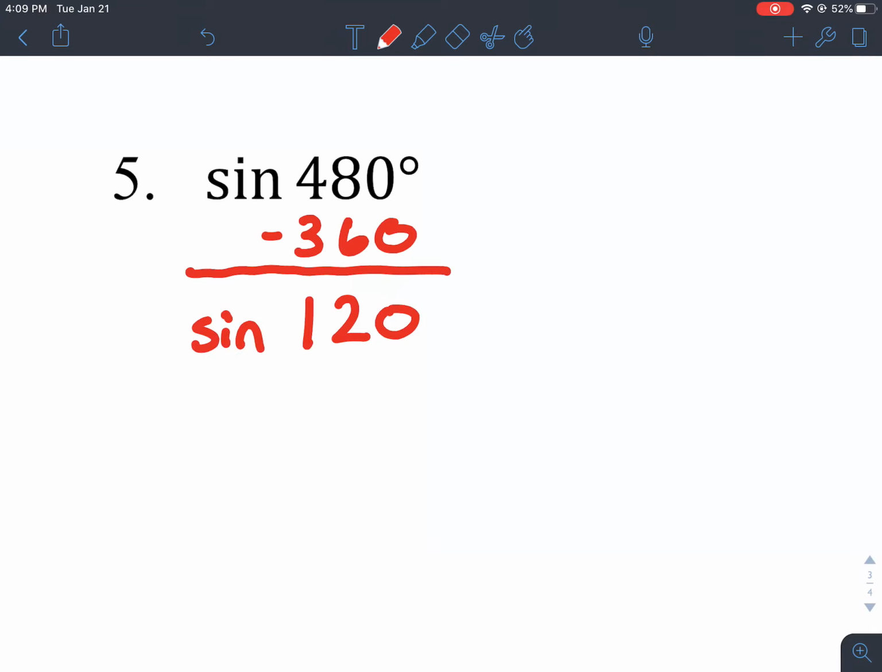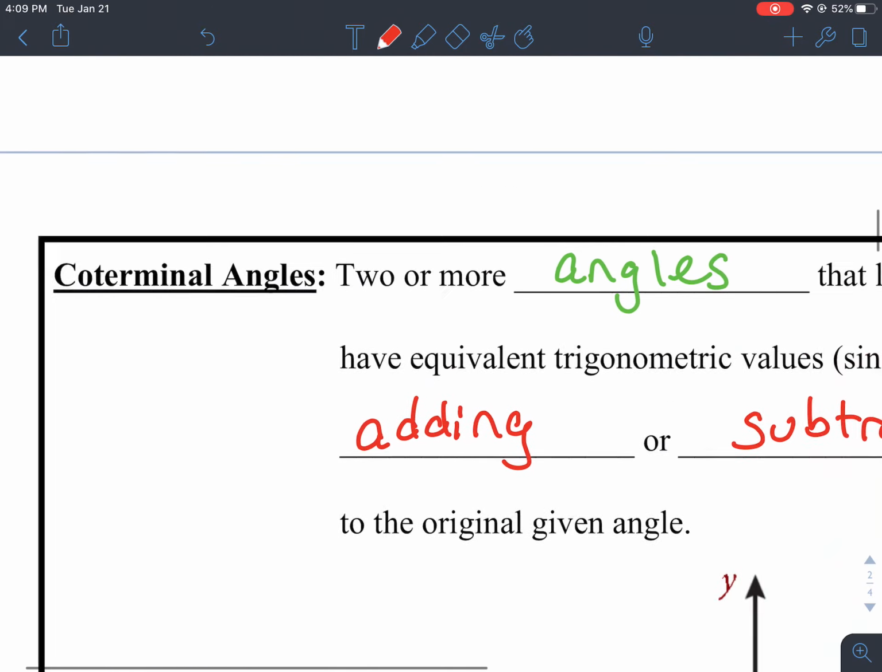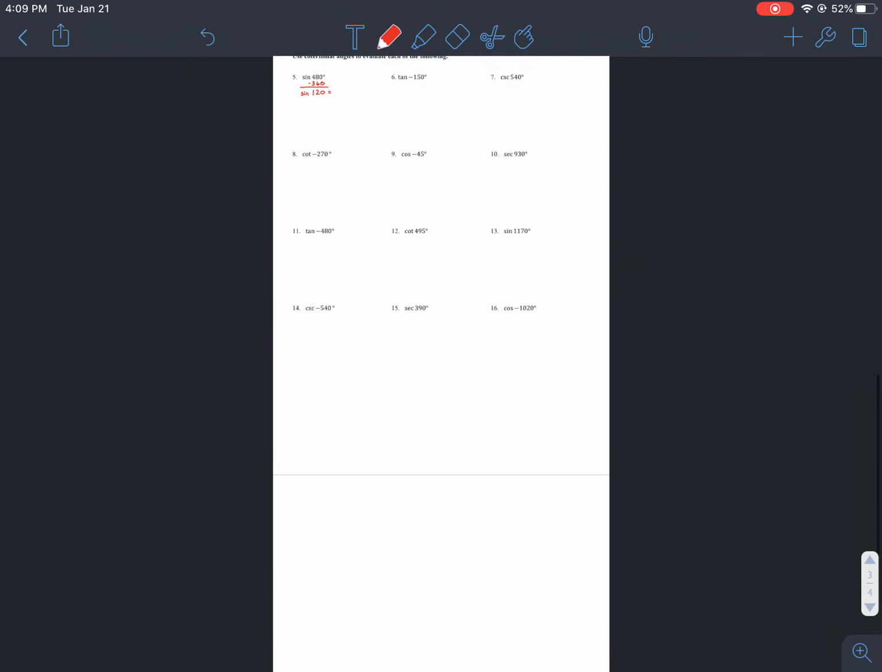So whatever the sine of 480 is going to be the same as the sine of 120. Now, as we discussed yesterday in the notes, the sine value on the unit circle is whatever the y-coordinate is at that angle. So I'll go to 120 on the unit circle. At 120, I'm going to look to see what is the y value, since that is the sine value, and I see it's a positive root 3 over 2.